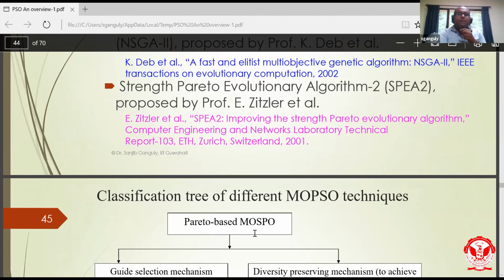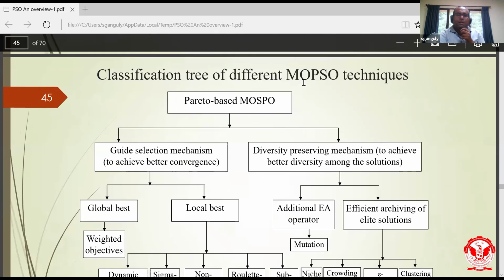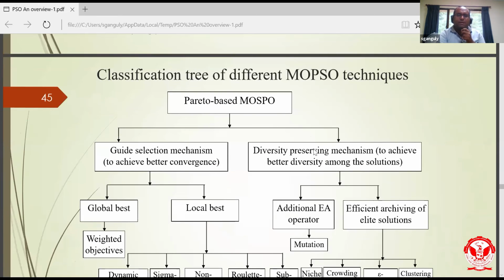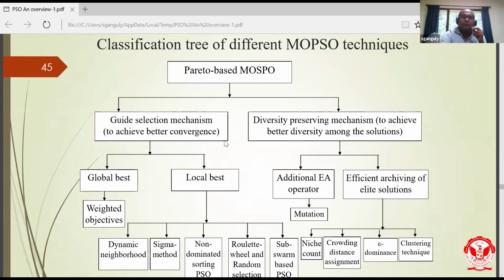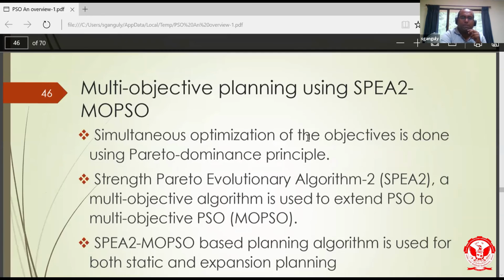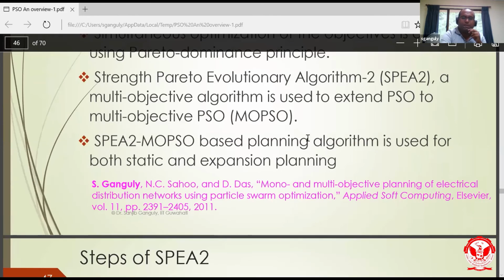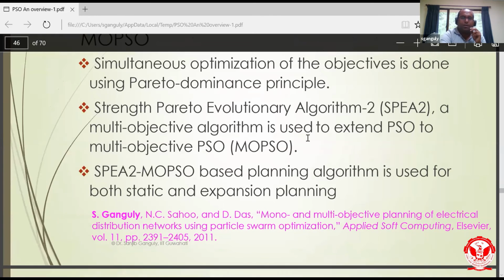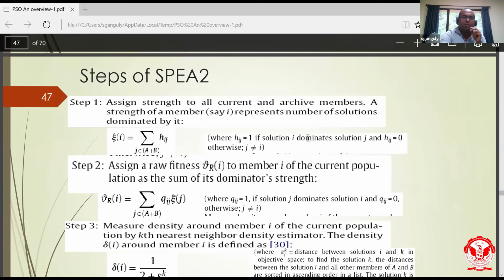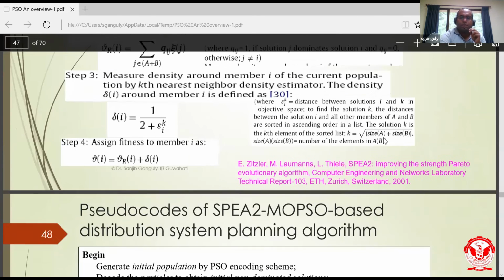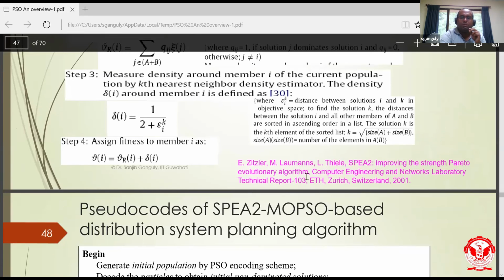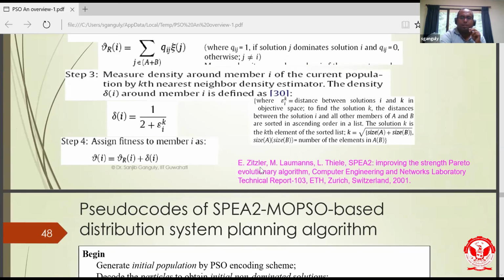Now there are several multi-objective PSO techniques, called MOPSO techniques, based on different attributes, whether guide selection mechanism, diversity mechanism, or other mechanisms. So I use SPEA2-based MOPSO to simultaneously optimize both cost and reliability. This is how we can use SPEA2 for fitness assessment. If you have interest, you can go through this paper, SPEA2: Improving the Strength Pareto Evolutionary Algorithm. This is a technical report.